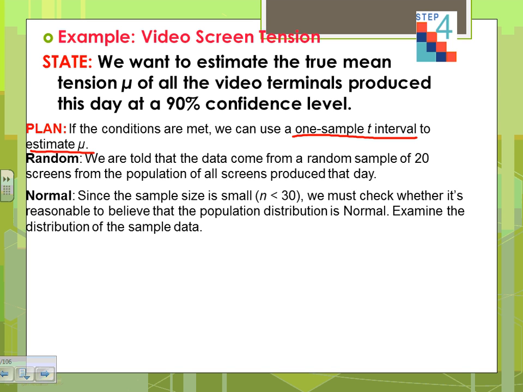Normal: since the sample size is small, we must check whether it's reasonable to believe that the population distribution is normal. So, we've already got our list made. Let's go to second plot, stat plot. Second y equals, and I'm going to turn on my first box and whiskers that shows any outliers, if there are any present. And I want to zoom stat. Make sure you don't have anything else in your y equals. Zoom stat, which is zoom 9. And I got my data.